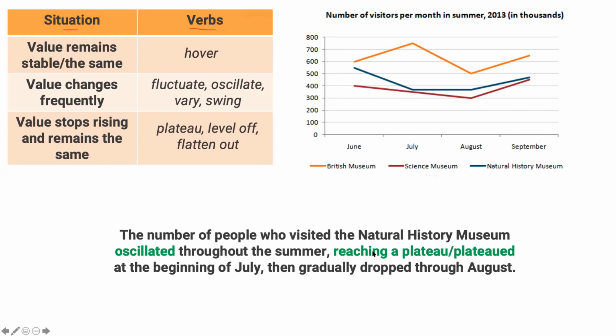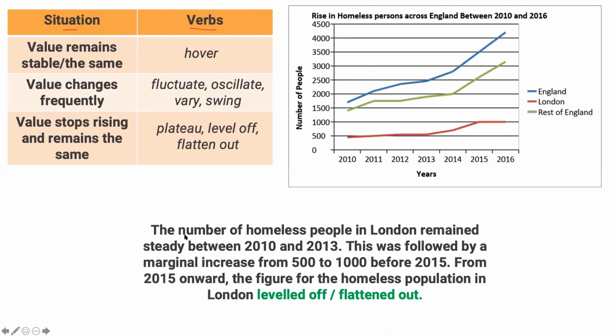Reaching, just like you see reaching a peak, like we looked at earlier, reaching is a great verb for plateau. And our last example here, the number of homeless people in London remained steady between 2010 and 2013. So I'm looking at London here in red. I'm looking at 2010 to 2013. It is very steady. You could also say that it hovered around 500.